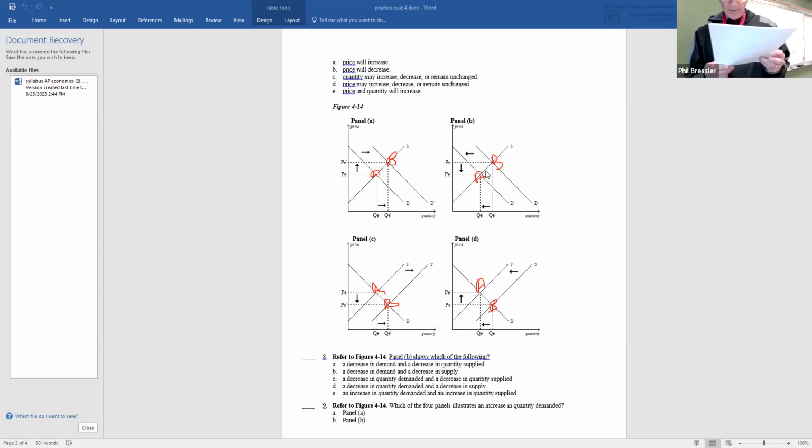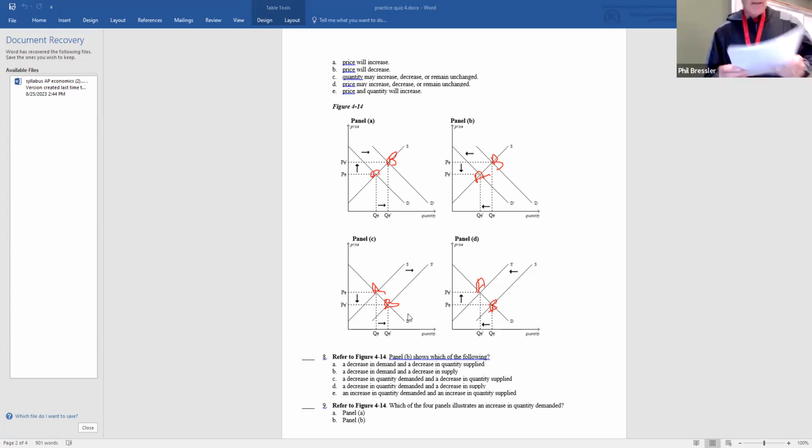Which of the four panels illustrates an increase in quantity demanded? I look at panel C, I slide from A to B, quantity demanded increases because I'm sliding down the demand curve. So I'm going to look for panel C as my answer, and that's C as in Caroline.